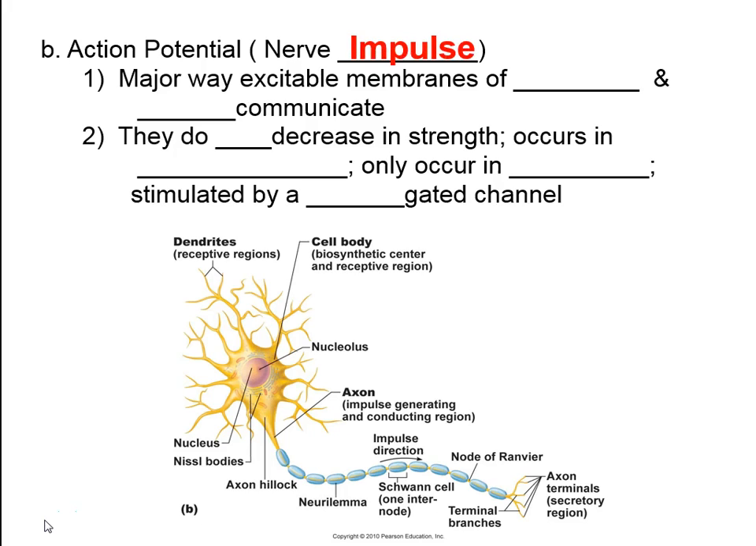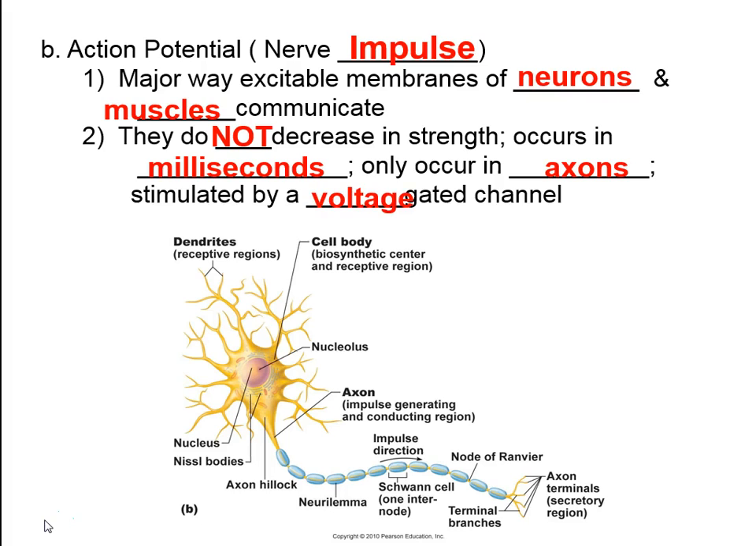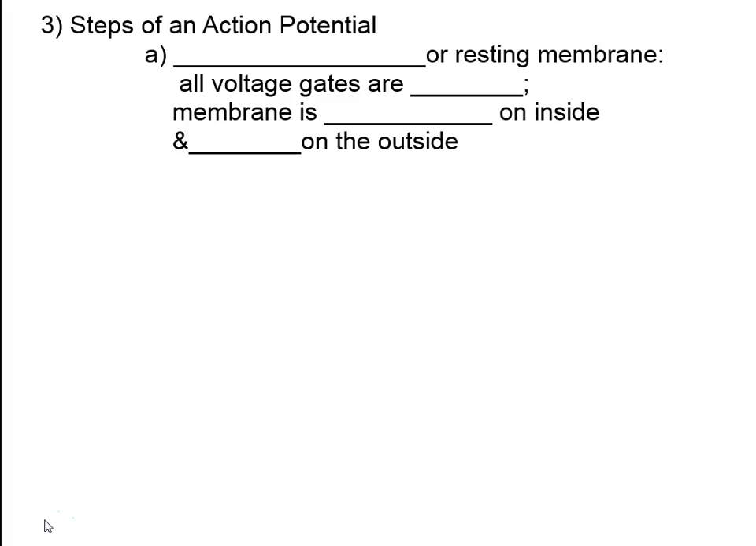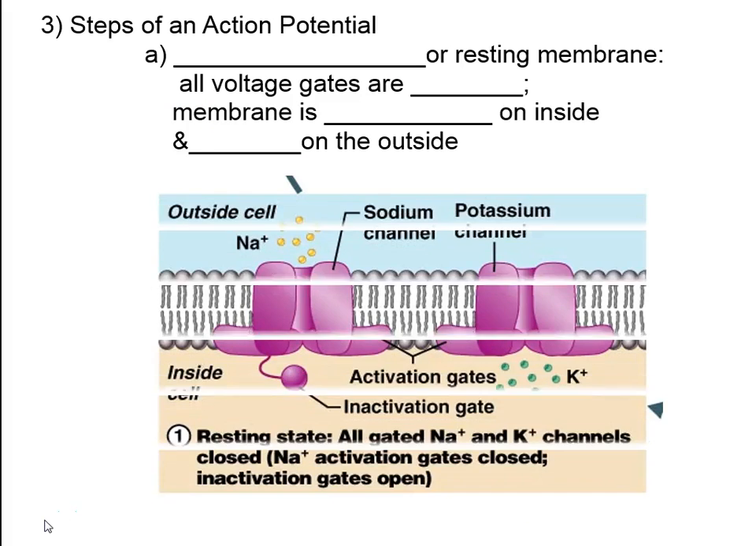Action potentials, or nerve impulses, are the major way excitable membranes of neurons and muscles communicate. They do not decrease in strength. They occur in milliseconds and they only occur in axons, and it's not a chemical gate that causes them to open or happen. It's a voltage gated channel. So let's look at the steps of an action potential.